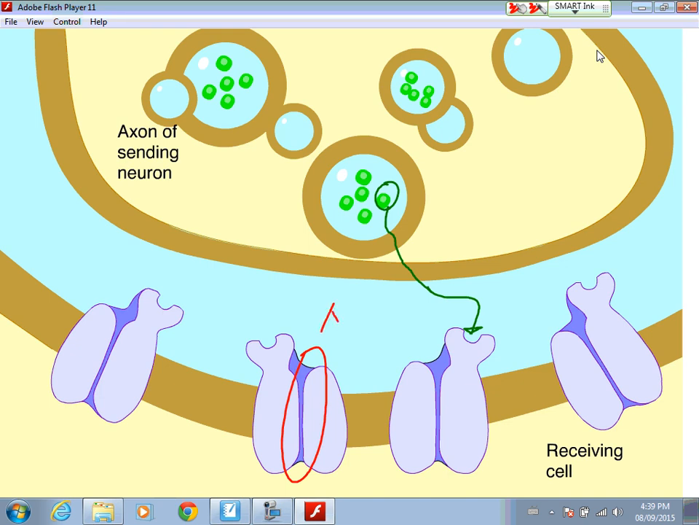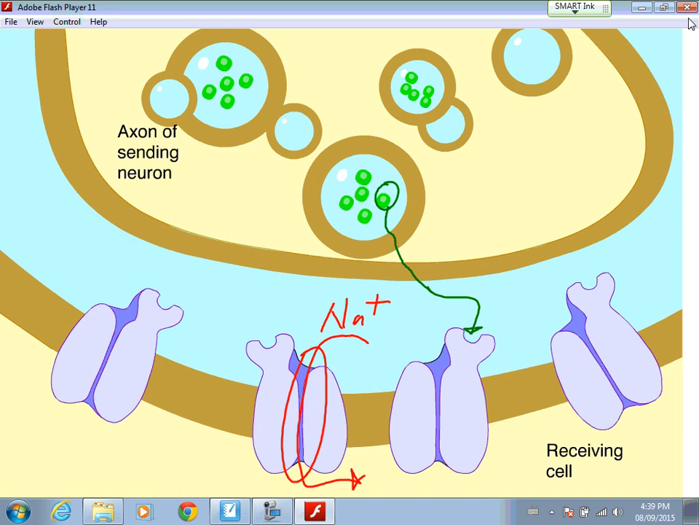This channel was specifically for sodium. We know that there's more sodium on the outside of the cell, including the synaptic cleft, than on the inside, so the sodium rushes in. And of course, positive charge is rushing in. That is depolarization, and that's why this would be an excitatory message.